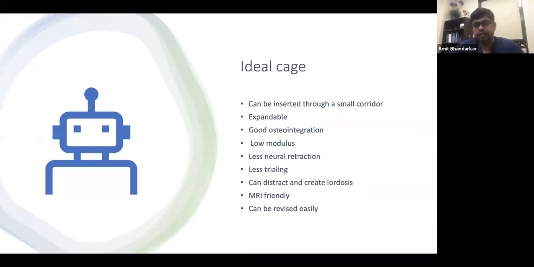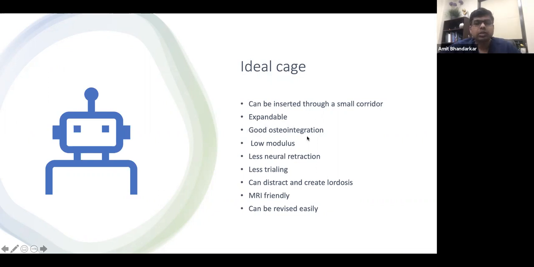So what is the ideal cage? The ideal cage is ideal for one particular patient. It's not ideal for everybody. But I think there are going to be more choices coming for individual cages. The ideal cage is the cage that matches the need for that particular segment. Some characteristics we want: it should be inserted through a small corridor. It should be expandable. I think this is the new thing. It's going to revolutionize the TLIF, and I think it already brought the endoscopic TLIF option to us.